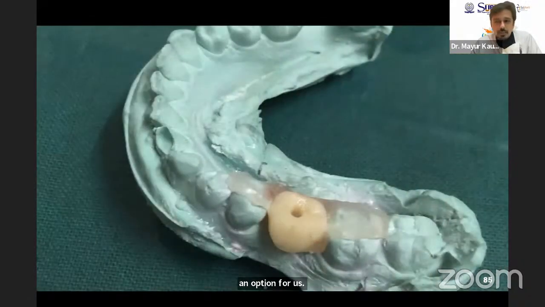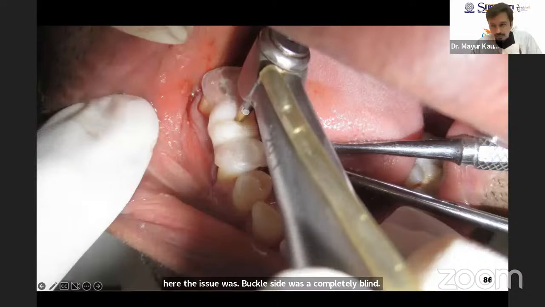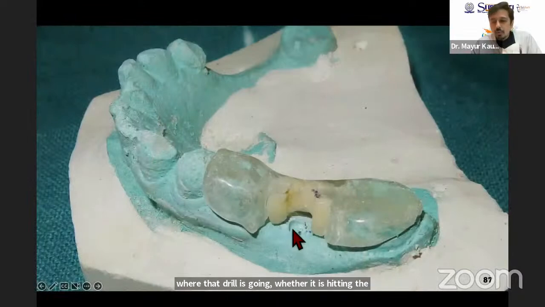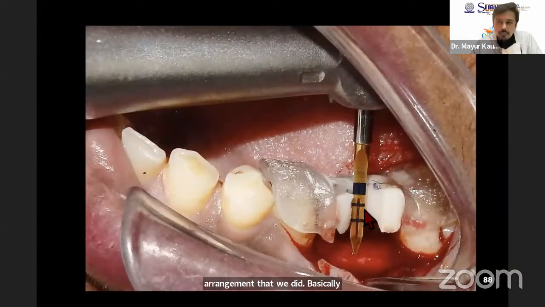So these are how stents we used to make earlier. The first research under me was in 2013. This is how we used to make stents earlier. These were surgical stents, but here the issue was the buccal side was completely blind. So my students whom I used to train how to place implants in a patient, they used to go blind. They never were able to see where that drill is going, whether it is hitting the bone, soft tissue, etc. So ultimately, I told them, please remove that from the buccal side. And this was a simple arrangement that we did. So this is stent guided surgery.